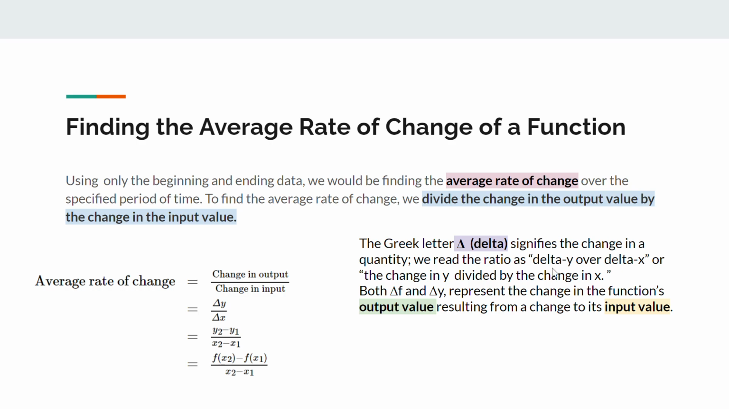We have change in output on top over change in input. Another word for change in output is delta y, where delta signifies the change in the quantity. We read the ratio as delta y over delta x, or the change in y divided by the change in x. Change in y is the second y value minus the first y value, over the second x value minus the first x value. So that's how you find the average rate of change of a function.